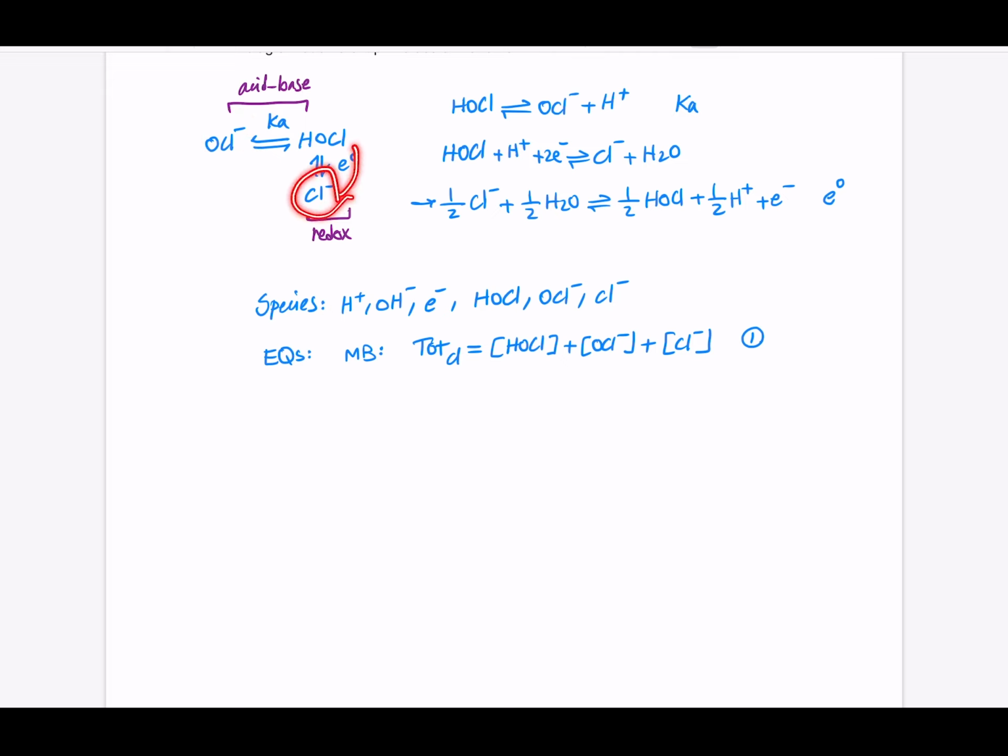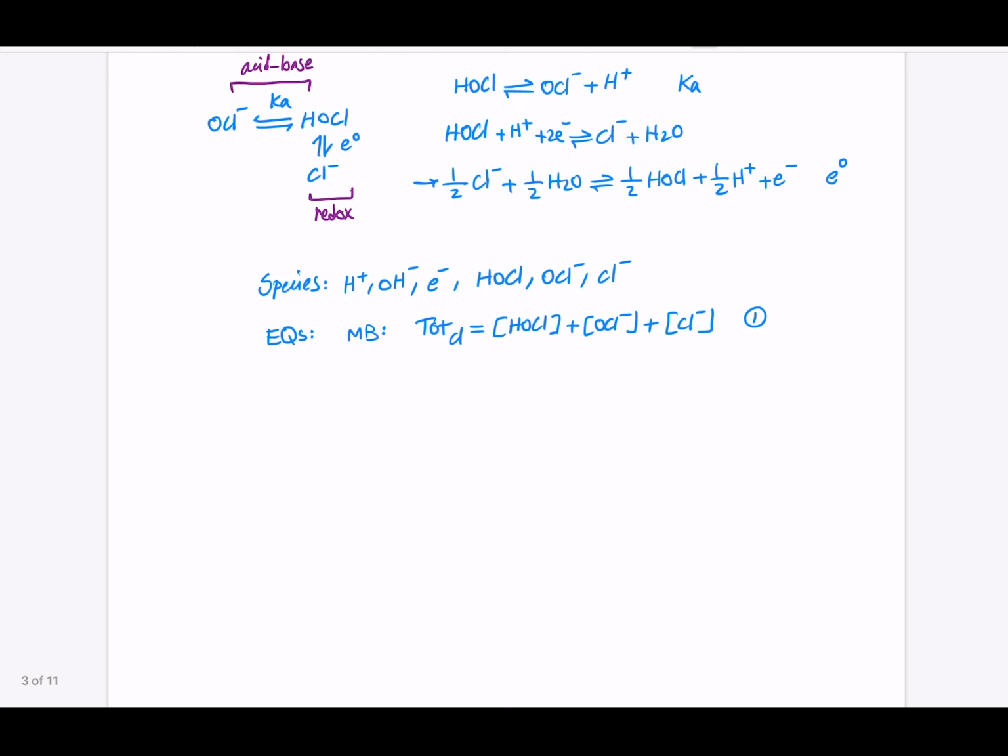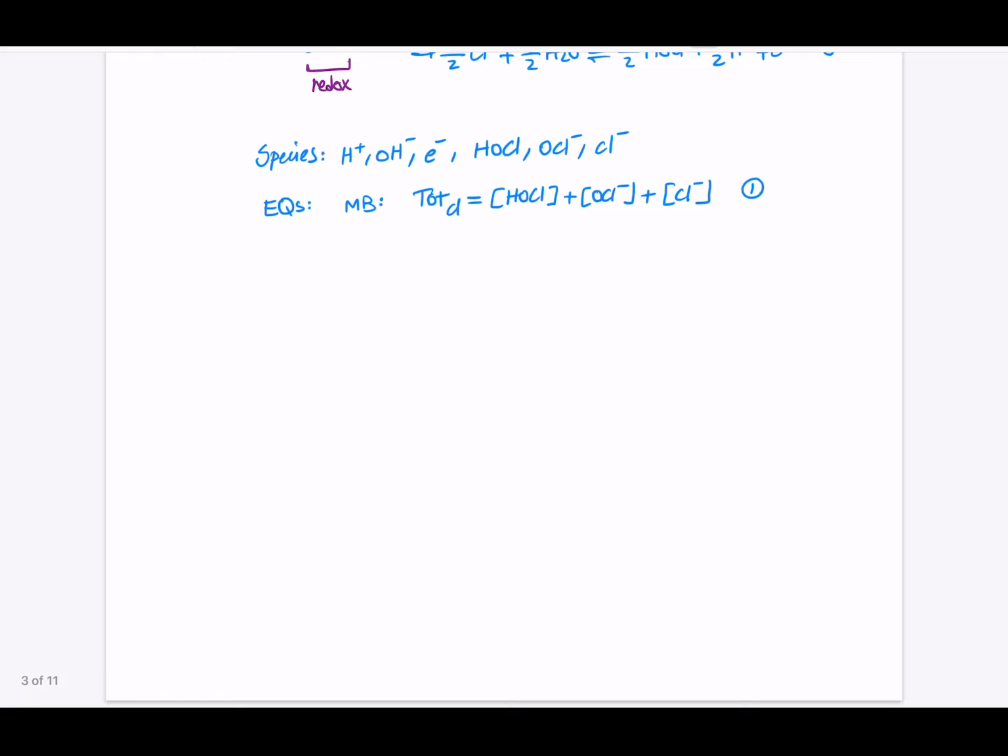So converting this one to HOCl means we have to deal with that redox reaction, and this one to this one would be just a simple acid base. So now the next part would be to get rid of these 2, expressing them in terms of HOCl. We can start with Ka to get rid of OCl minus. So this would be OCl minus, H plus, and then HOCl.